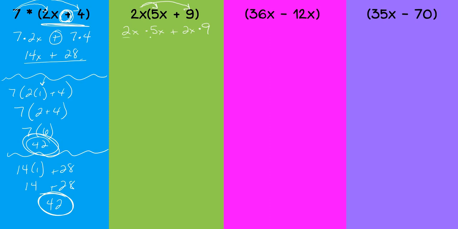Now, looking at this, I have 2 times 5, which is 10, but then I have x times x. Remember, repeated multiplication gets turned into exponents. So x times x is going to be equal to x squared. So this would give me 10x squared plus 2x times 9 would give me 18x. I cannot combine any further because this is x squared and this is x. So my equivalent expression would be 10x squared plus 18x.